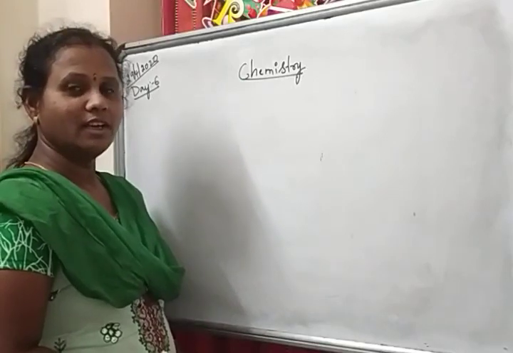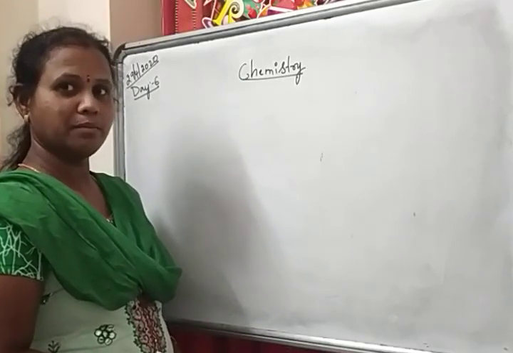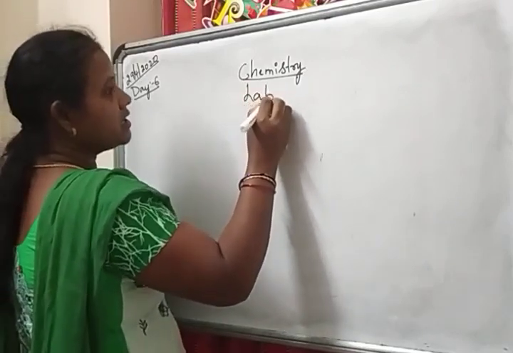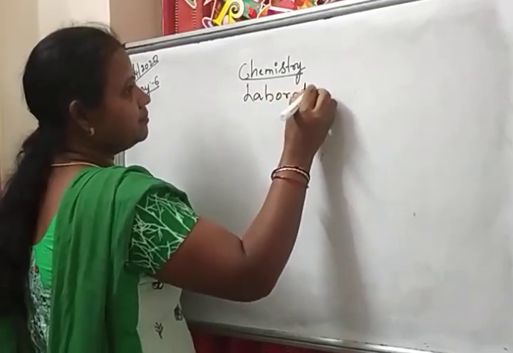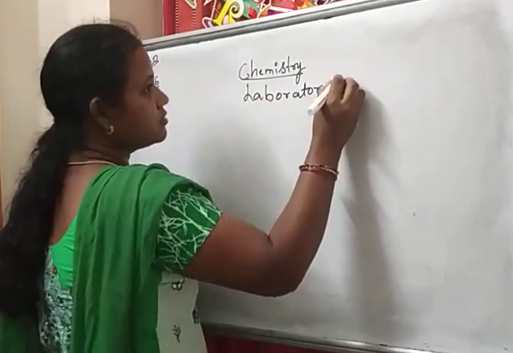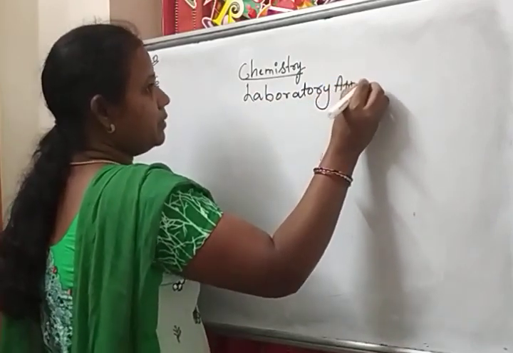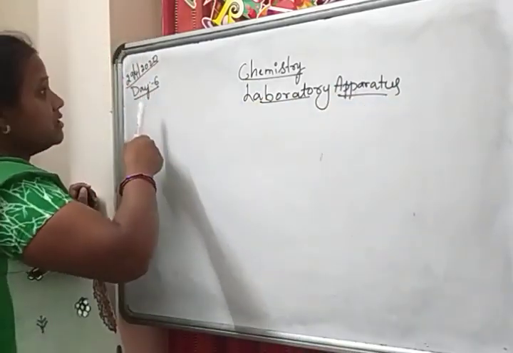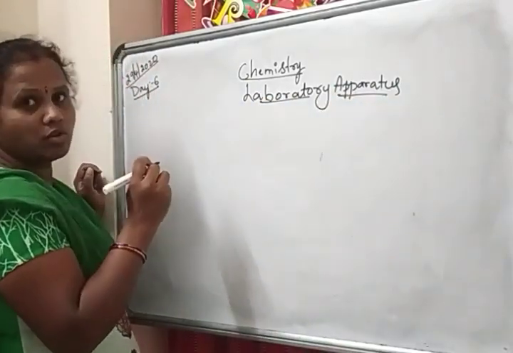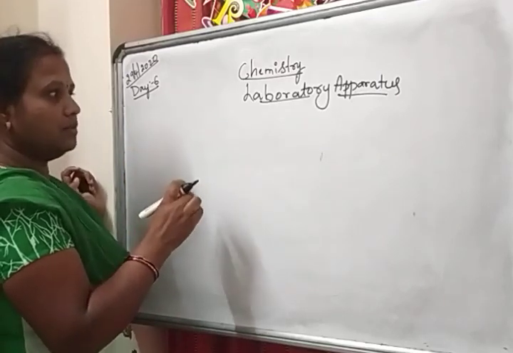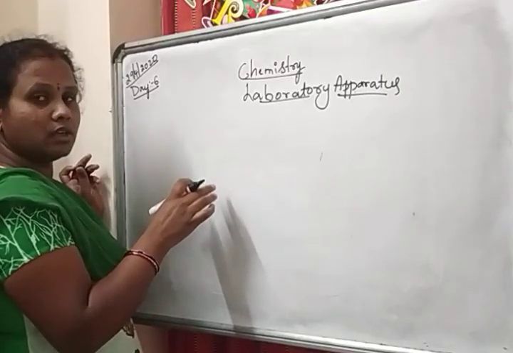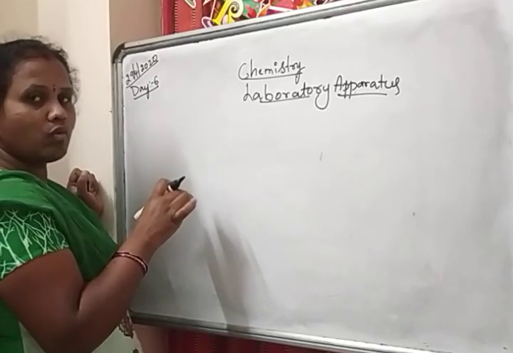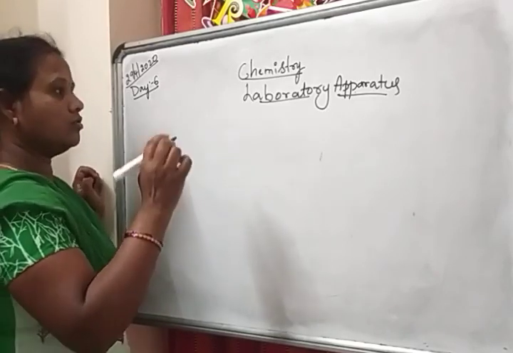Good morning children. Today I am here to teach chemistry. So today we are going to end up with this laboratory apparatus, children. And today is day 6 class. Please note down whatever I am teaching. Maintain one book and note down. Keep day 1, day 2, 3, 4, 5, 6 and note down.